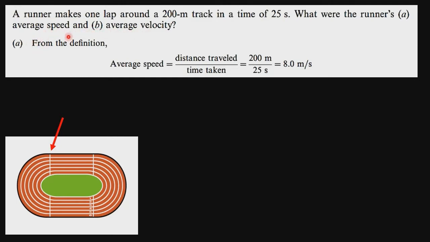So for letter A, what is the runner's average speed? From the definition, speed is equal to distance traveled, which is 200 meters to complete the entire lap, divided by the time taken, which is 25 seconds. So 200 meters divided by 25 seconds, the average speed of our runner is 8 meters per second.